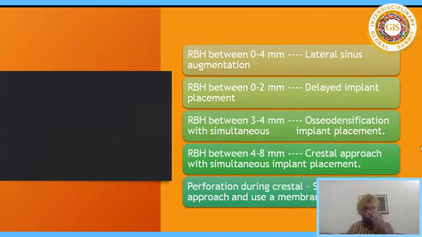And when the residual bone height is between 4 to 8 mm, you can always go for a crestal approach with simultaneous implant placement. However, check for a perforation with the Valsalva maneuver. If there is a perforation, then you have to shift to the lateral approach. You should always be prepared for a lateral approach, then use a membrane and complete the lift.